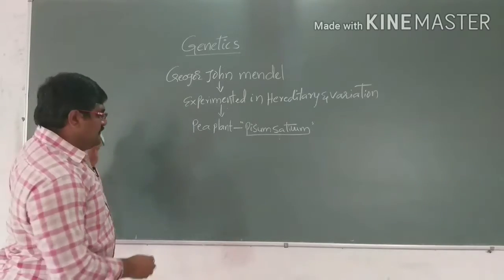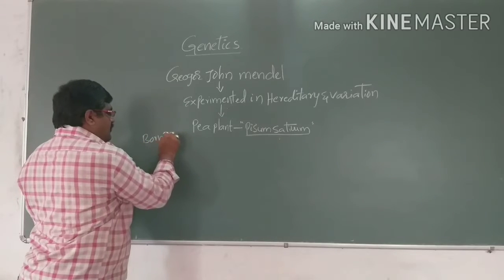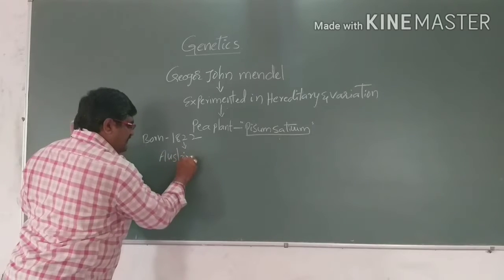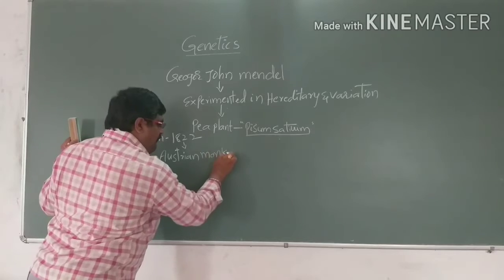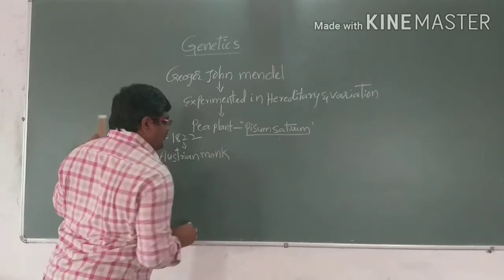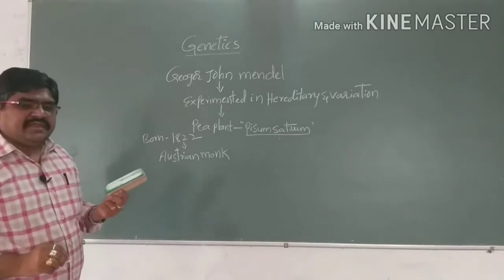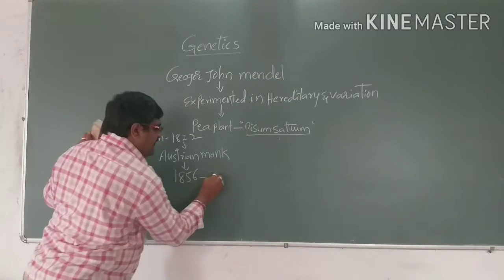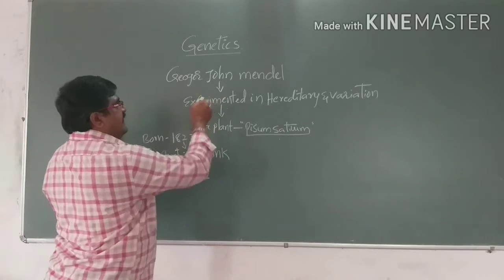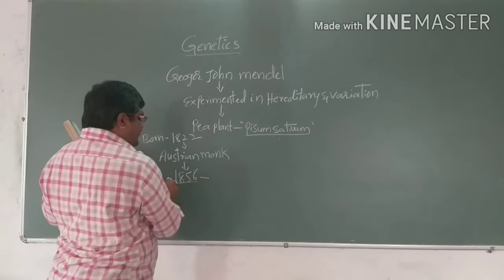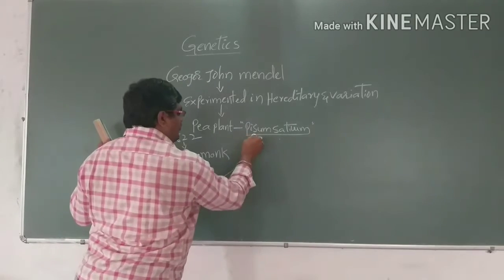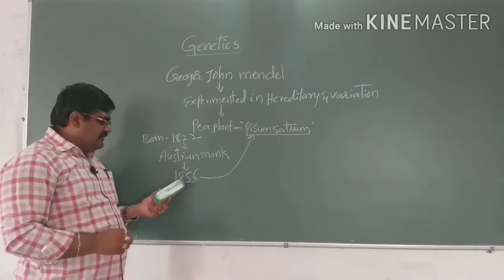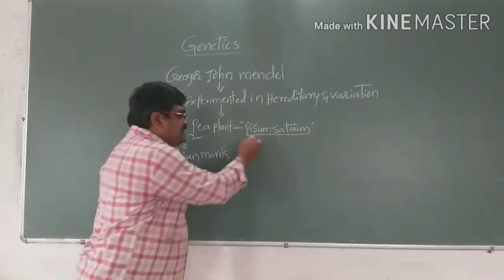He was born in 1822, an Austrian monk. In 1856, he gave experimental proofs of heredity. That means in 1856 he conducted experiments on Pisum sativum.